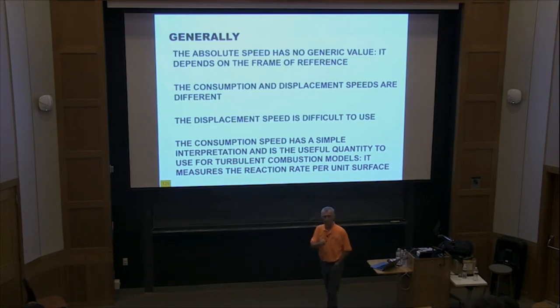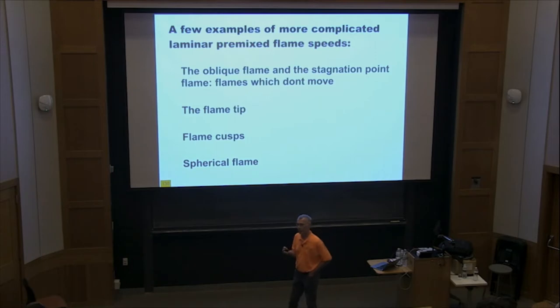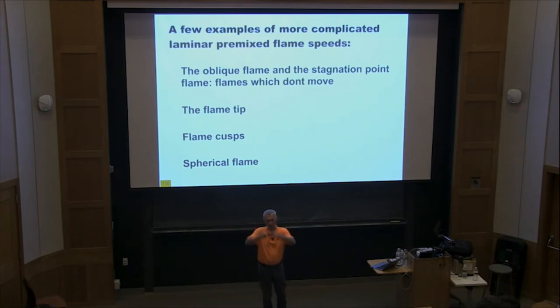So to conclude on this business of laminar flames, I recommend that you don't try to use the displacement speed. I think that the consumption speed is a much more useful quantity to use, and try to avoid the displacement speed. So let me finish here with a few examples of flames where speeds are a little bit strange: the flame tip of a Bunsen burner, the cusps, that means flames which have a local point where curvature is pretty high, and the spherical flame.